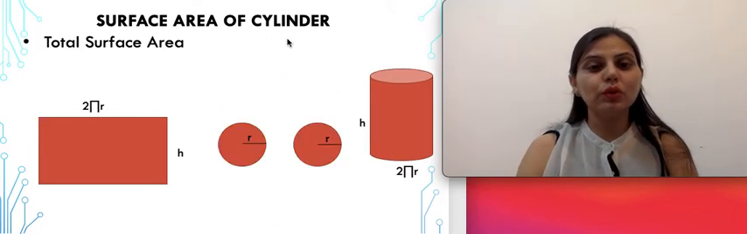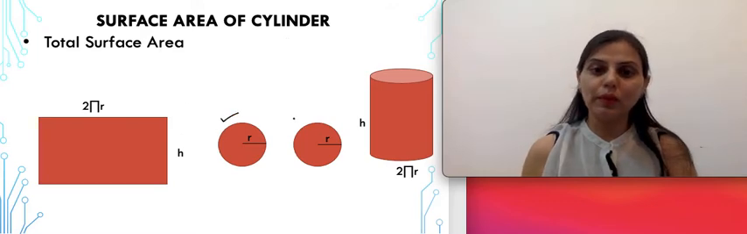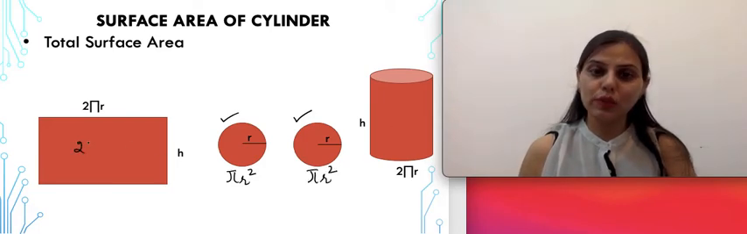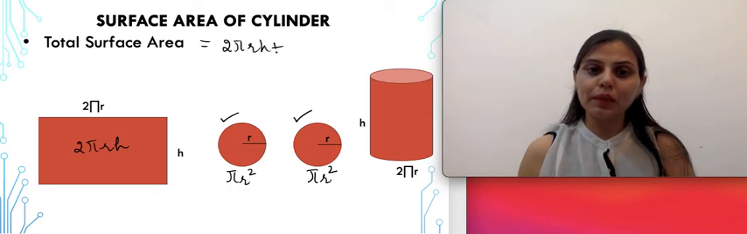Then coming on to the total surface area of a cylinder, in this case we are going to include the top and the bottom faces also, which are in the shape of a circle. The top surface area is given by pi r square, and similarly for the bottom surface also the area is given by pi r square. So when we combine all these three areas, the curved surface area plus the area of the top plus the area of the bottom, let us combine all these three. You'll get 2 pi rh plus pi r square plus pi r square again.